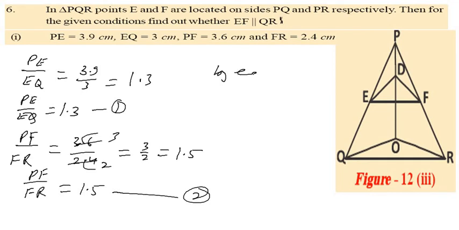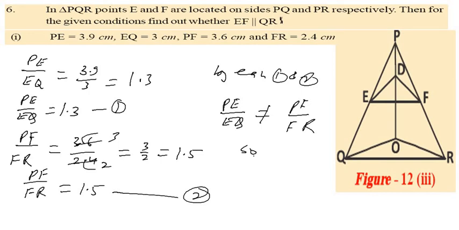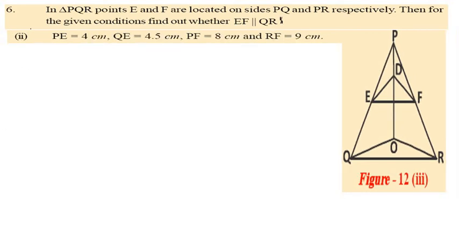So by equation first and second, what will happen? PE upon EQ does not equal PF upon FR. So EF is not parallel to QR. Let us see the second part in this question. So first of all, you can write here PE upon QE.